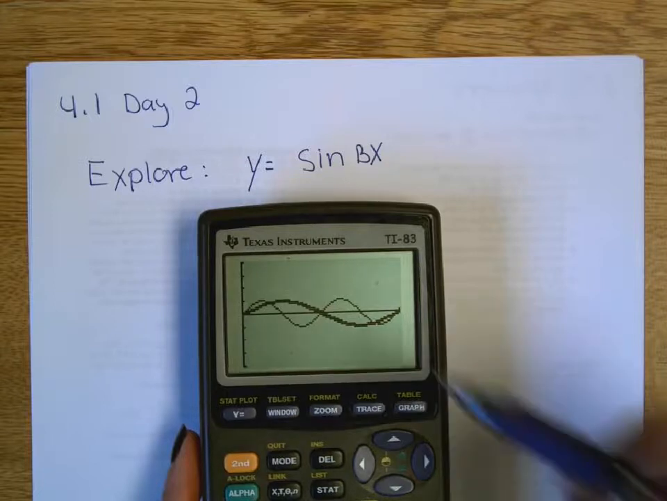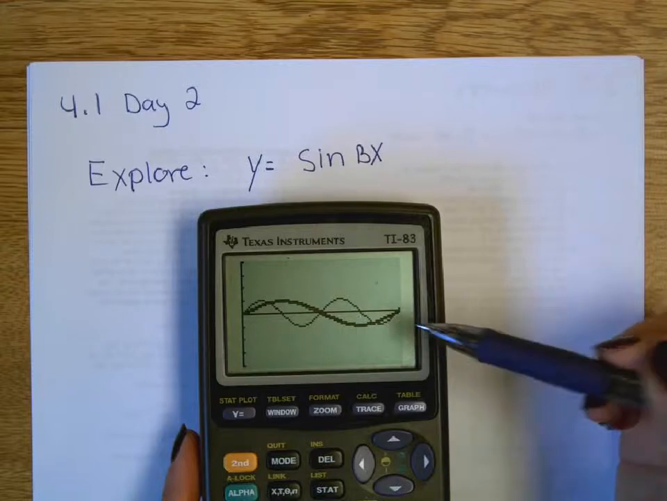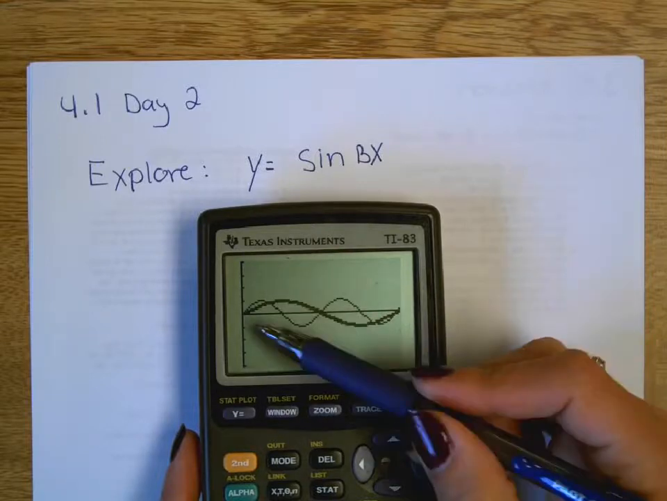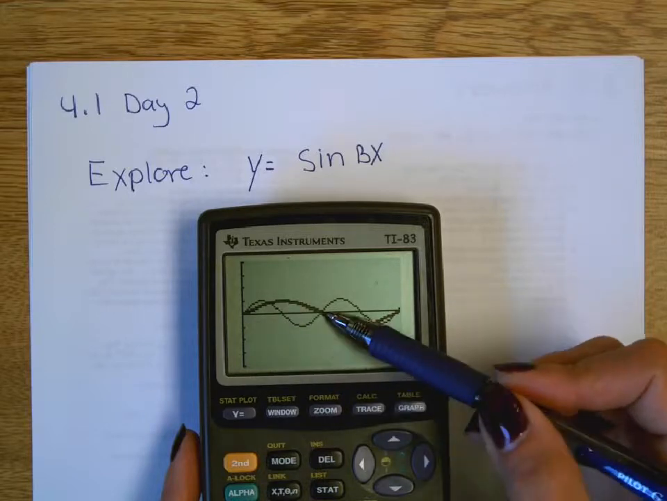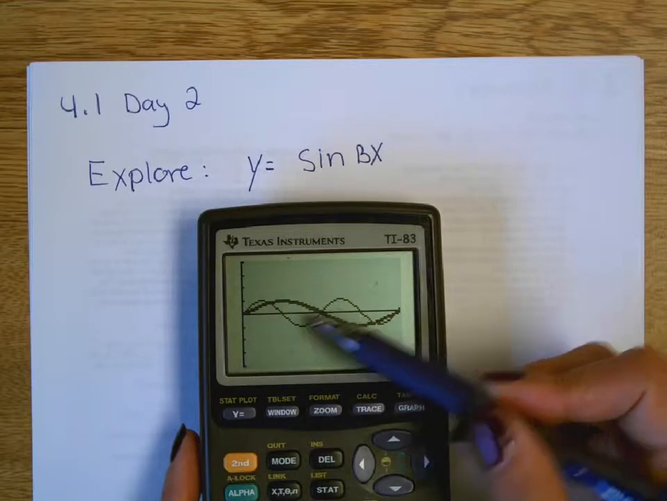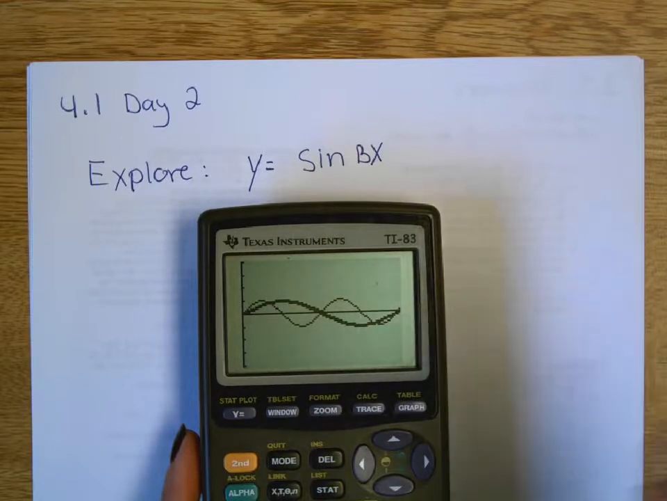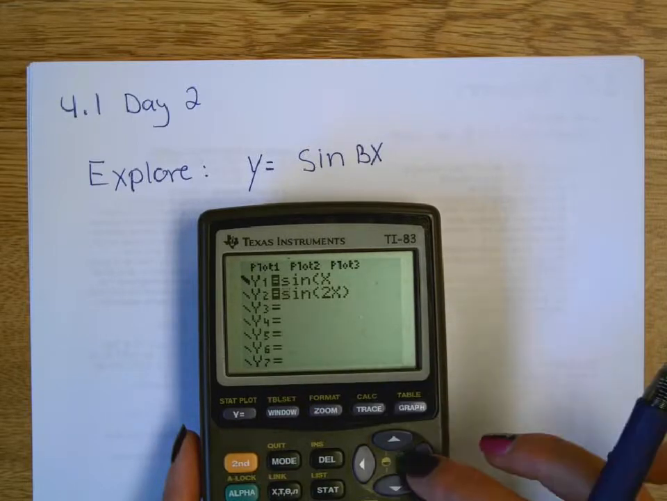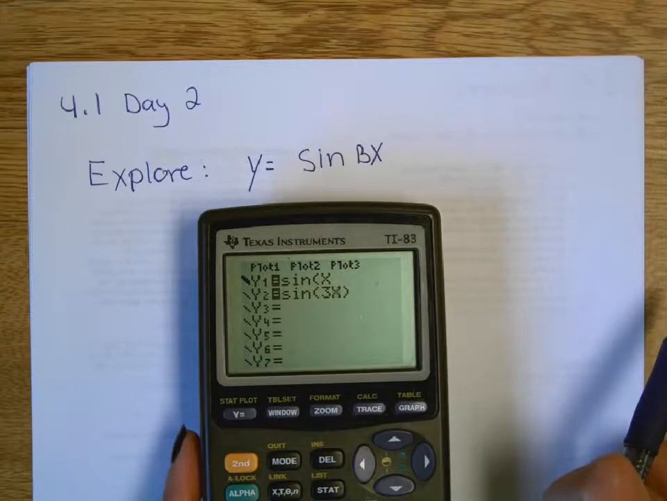How many cycles of sine are there now in this same window? 2. There's 2 of them instead of 1. So it's shortened up the amount of radians it takes to complete. We call that the period. The normal period is from 0 to 2 pi, but this one shortened it up. So where is it completing, do you think? 0 to pi, and then there's another one from pi to 2 pi. So if we go back to y equals and put in a 3, what do you think we're going to see?